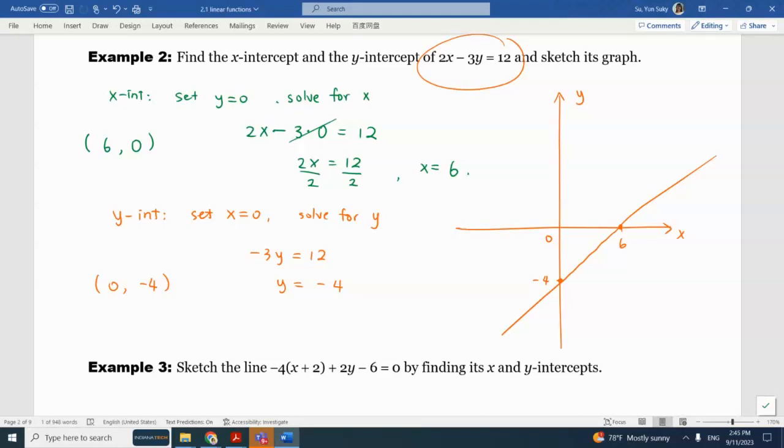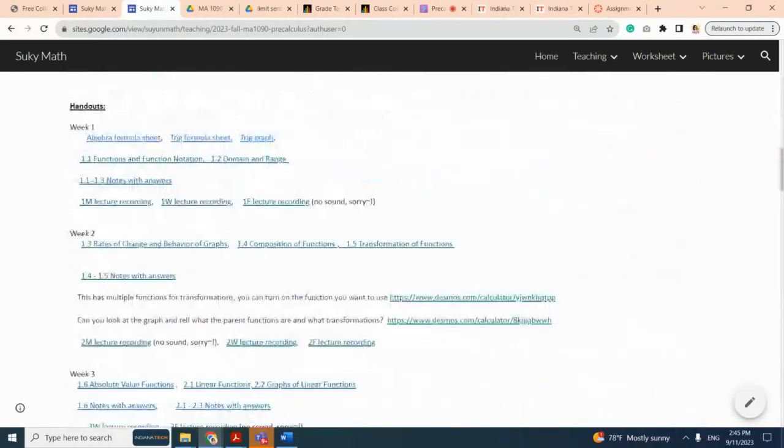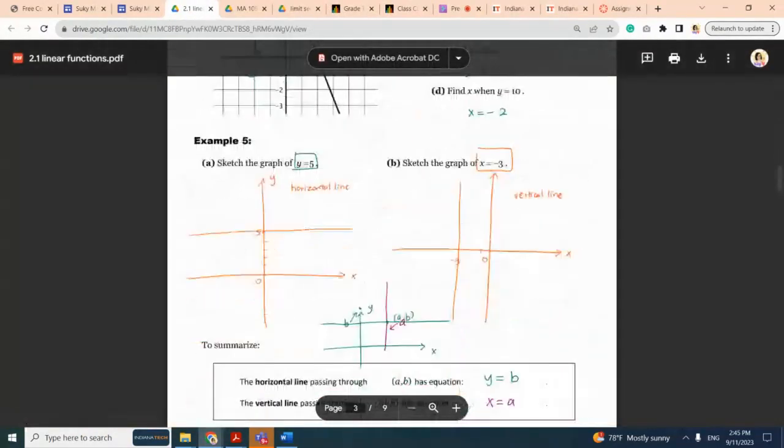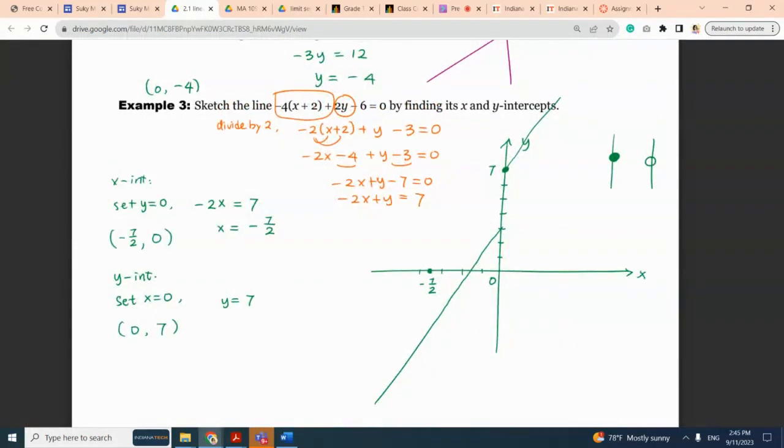Okay, let's check our answers together. All right, everybody. I choose to simplify it first, but it's up to you. You can choose to plug in the x0 or y0 first. But I would like to simplify one time, and then I can work with easier numbers. So I distribute. I realized all of them have a common factor too, so I divide it by 2. Then I distribute, and I combine these two like terms.